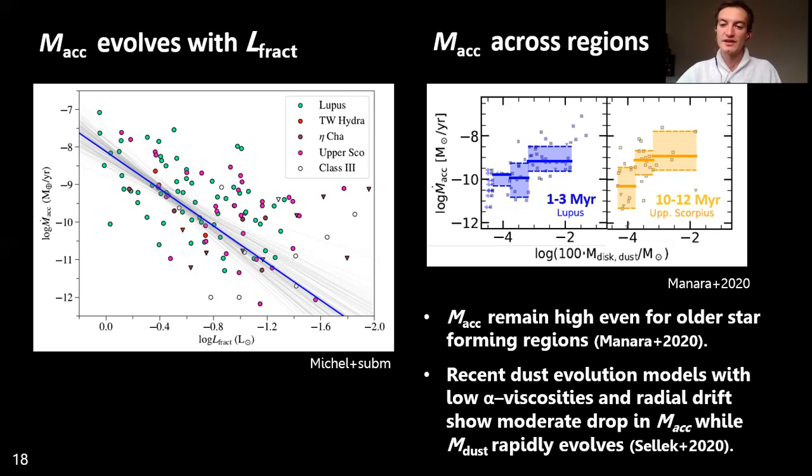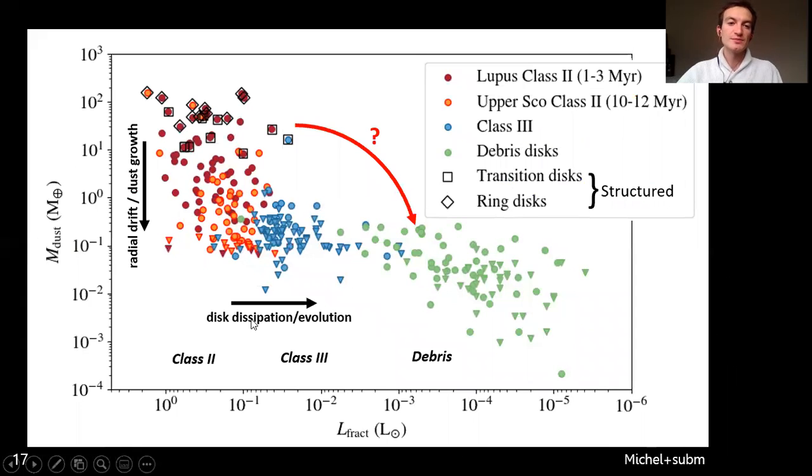And then recent dust evolution models with low alpha viscosities and radial drift show moderate drops in mass accretion rate while the millimeter dust mass rapidly evolves. And so we see this in Selleck et al. 2020, which helps us explain this picture of how the radial drift is an independent process from the disk dissipation and evolution. However, now we can look at what's happening with these structured disks, which hinder the radial drift.